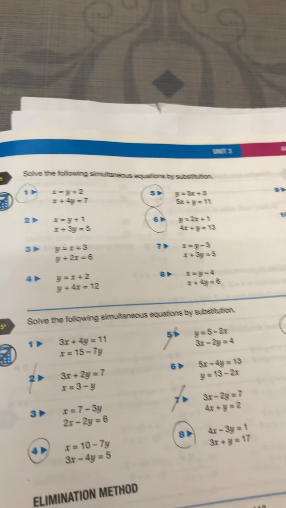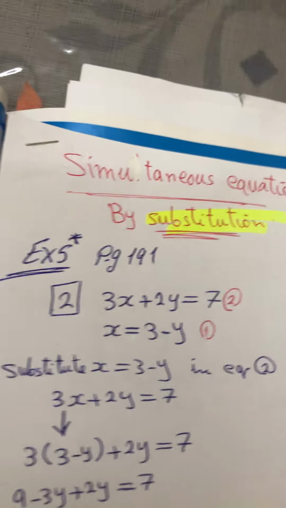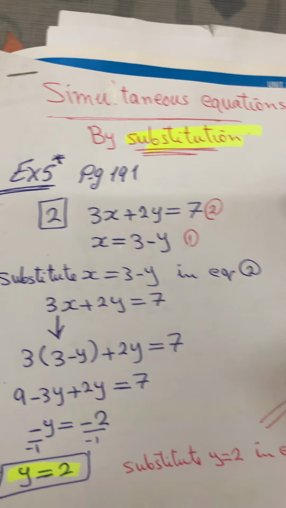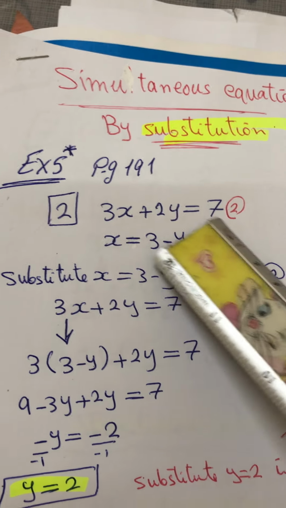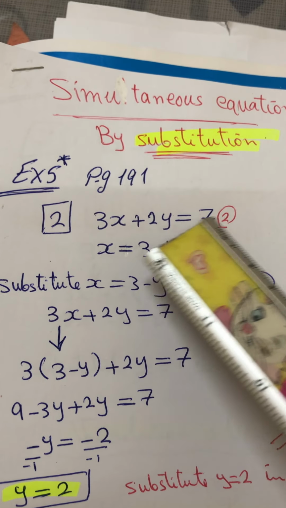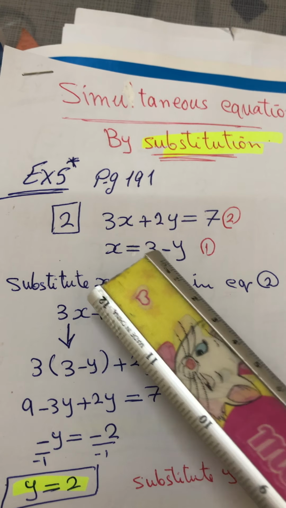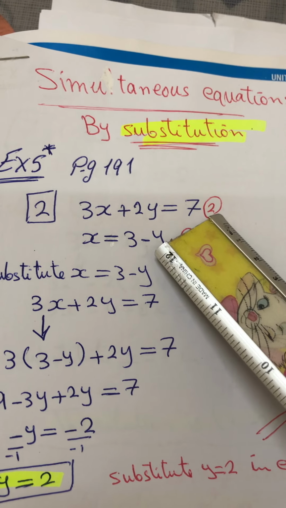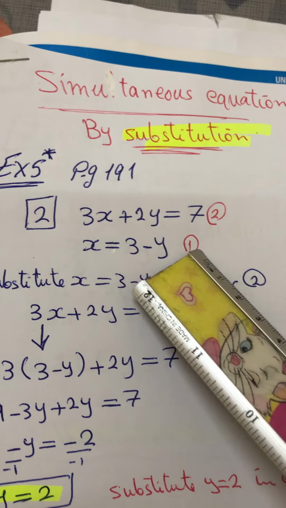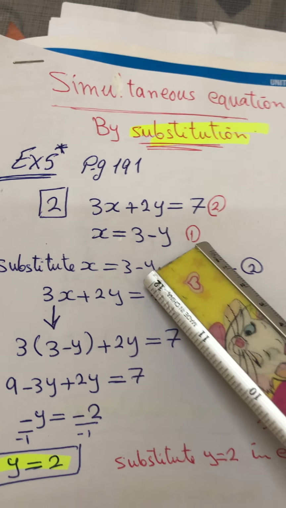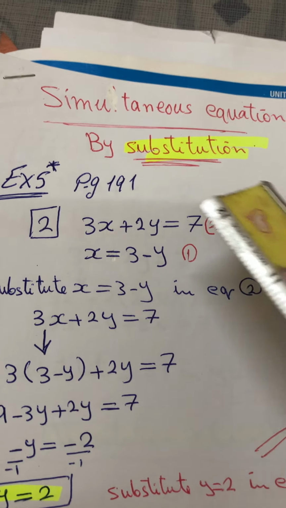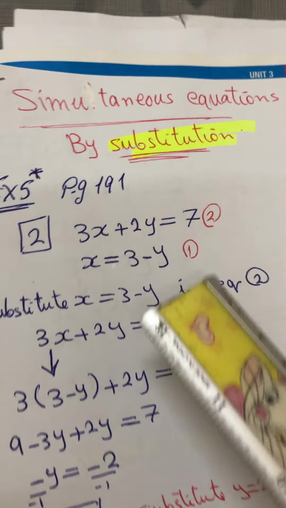Let's revise the substitution method. I'll take exercise 5 star, page 191, question number 2. As you see here, we have two equations: 3x plus 2y equals 7 and x equals 3 minus y. I call this equation 1 and this equation 2. It's up to you which one is which, no problem. But we put 1 and 2 to make it easy to say I'll substitute in 1, I'll substitute in 2, like this.